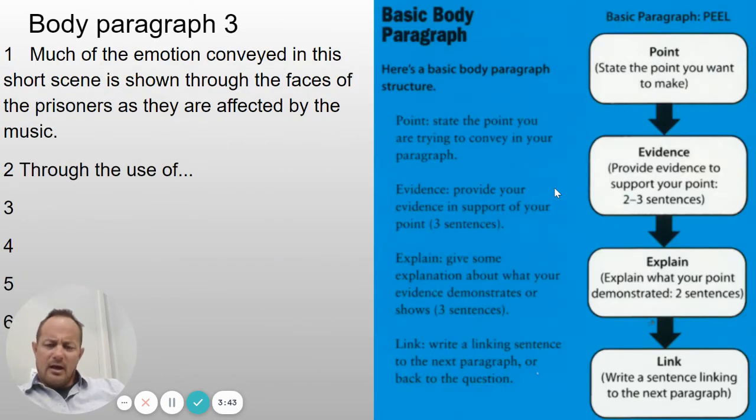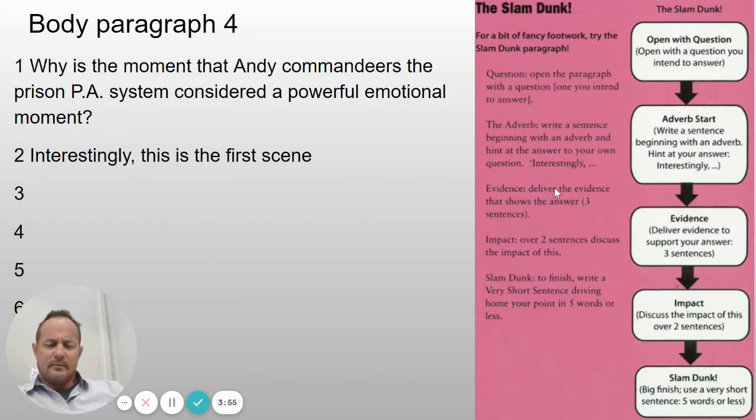So our link, we write a linking sentence to the next paragraph, or back to the question, powerful emotional moment. But the next paragraph is also worth a look. Okay, and I've got the slam dunk paragraph structure here for us to have a bit of a go at. Okay, try the slam dunk paragraph.